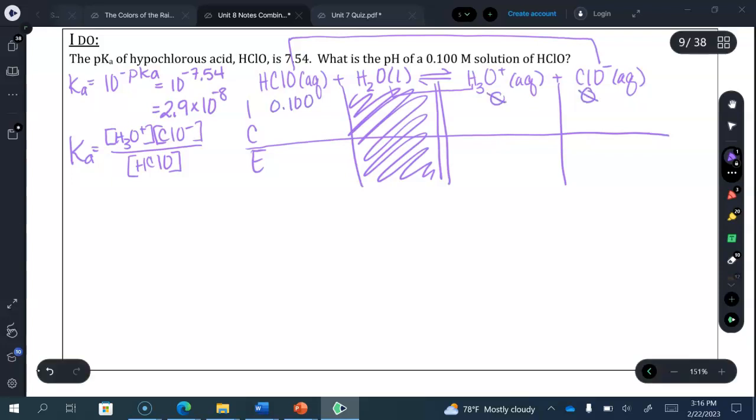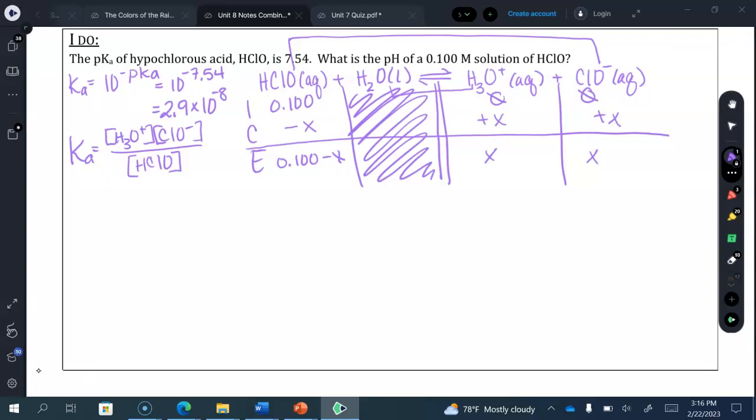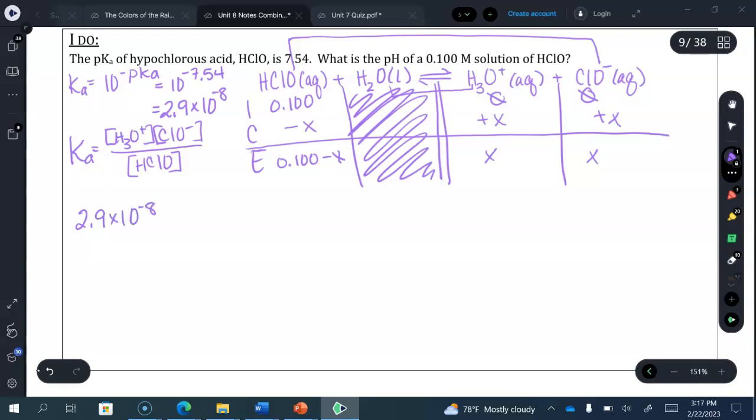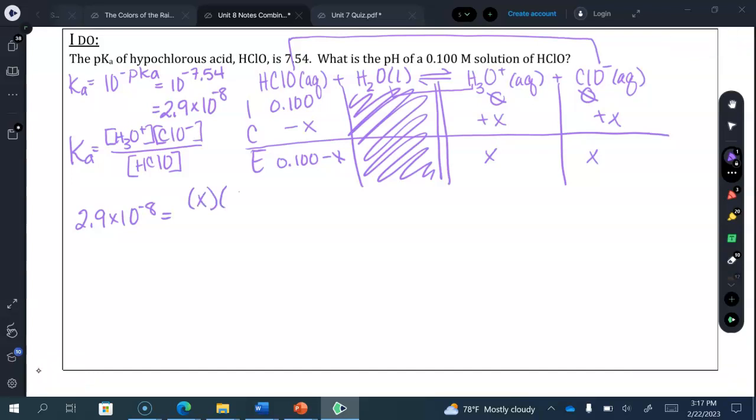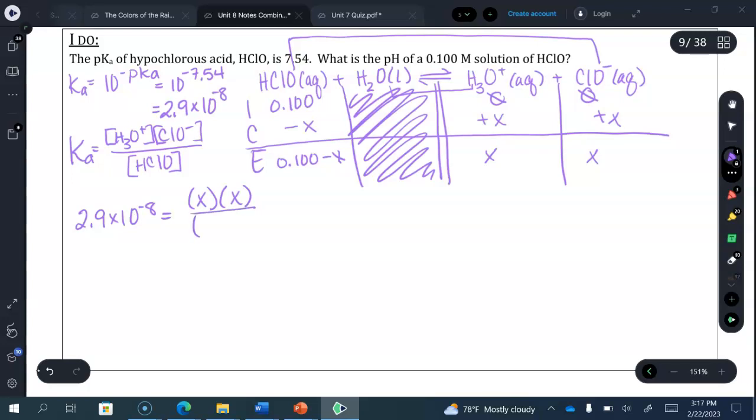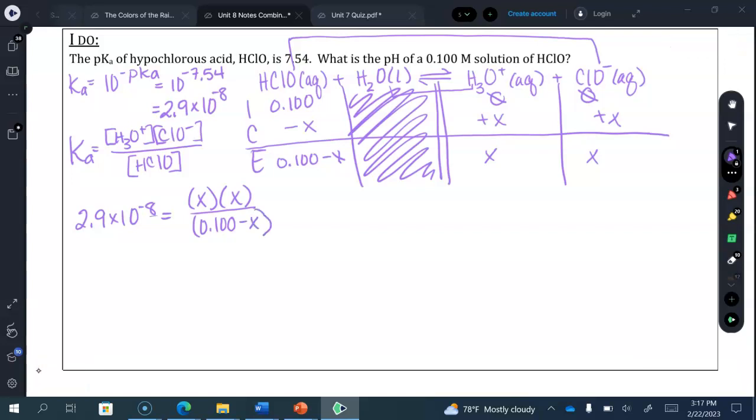Before anything dissociates, these are both 0. So we know that this is going to be minus X, and these will be both X. So we have X, X, and 0.1 minus X. We can substitute all of our known values into our equation and solve for X. So 2.9 times 10 to the negative 8 is our Ka value, and then we have H3O plus, which is X, times the hypochlorite ion, which is also X, all over 0.100 minus X. Because the acid ionization constant is so small, we can approximate this X to be about 0. You could also use a solver function in your calculator.